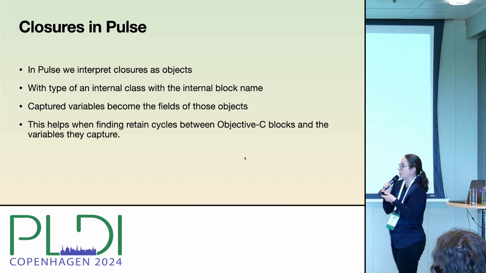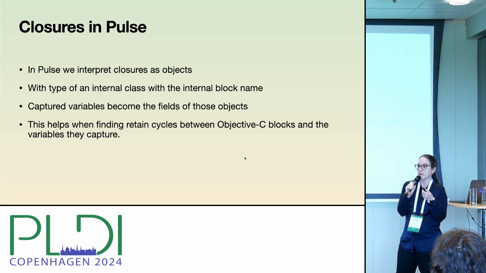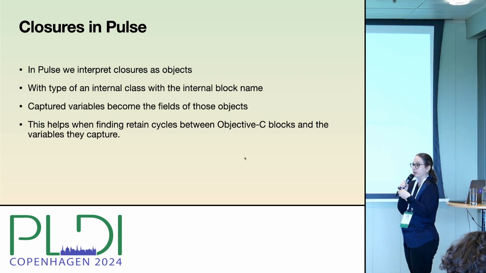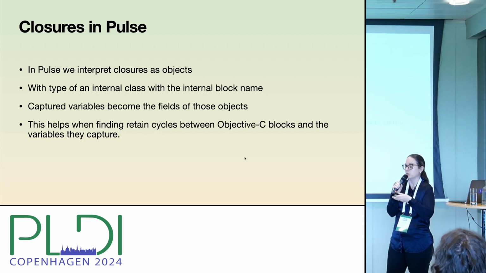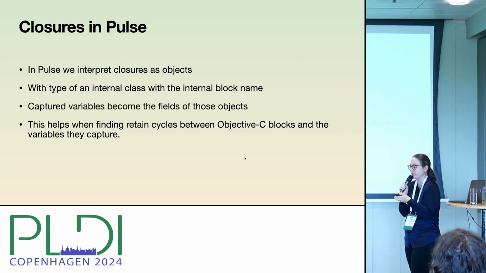Right. So for closures, we did have to do a lot of work in Pulse to implement the closures in a way that let us execute them properly and also find the retain cycle with them. So we interpret them as objects, and so basically when we have a closure, we say this is an object of type the name, the internal name that we give to the closure, that's the kind of type name. And then the captured variables become fields of that object. I'll show an example in a minute.